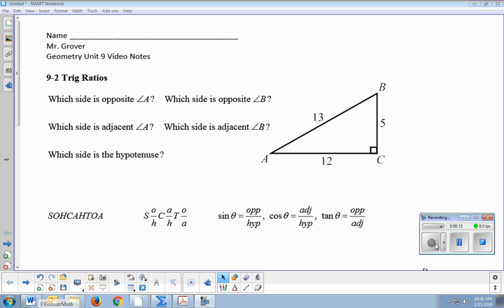We learned about some special right triangles like the 30-60-90 and 45-45-90 right triangles, and we're going to see those again, I think in Section 9.4. But we also did some Pythagorean theorem stuff and some geometric means, similar triangle proportion stuff.